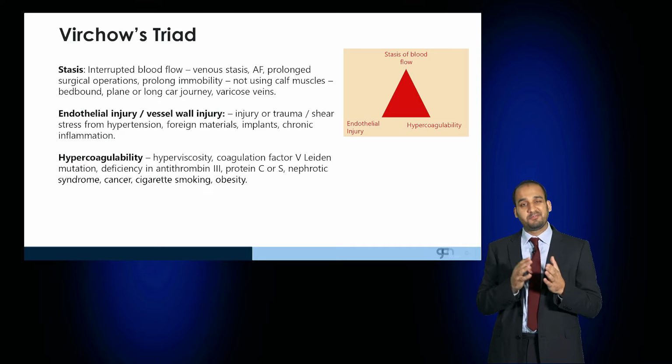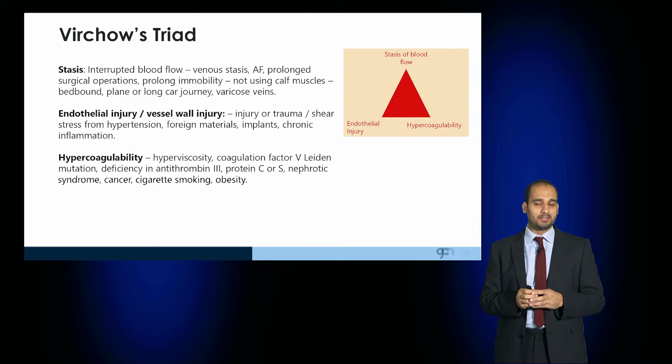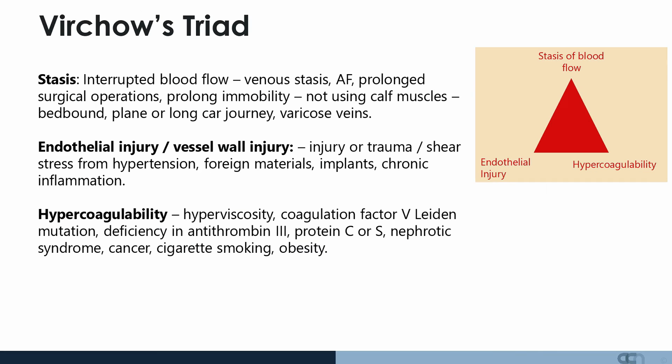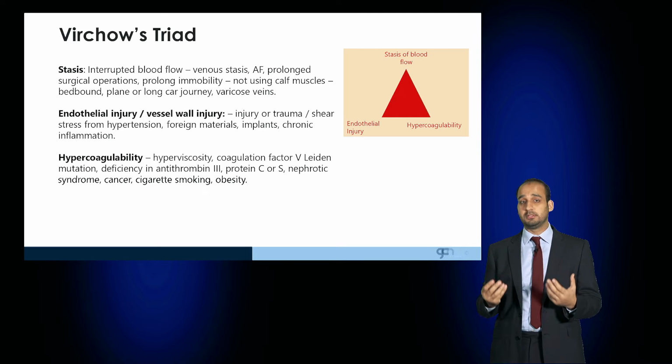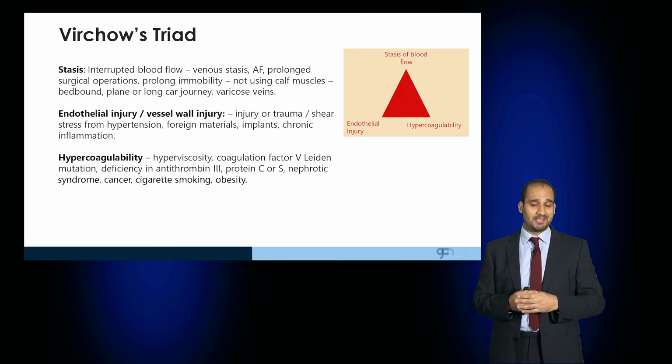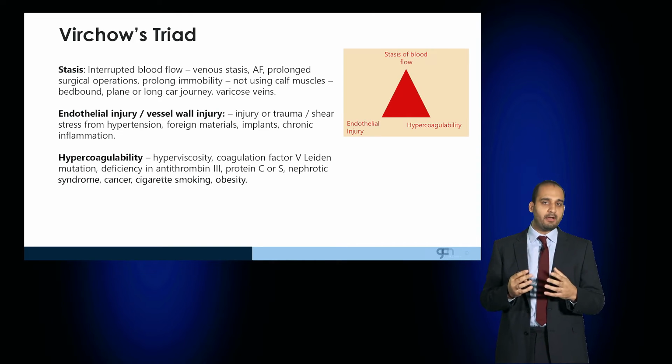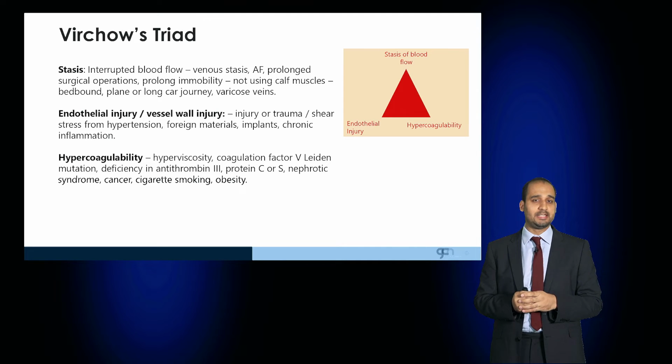Stasis is where blood flow itself is interrupted. Atrial fibrillation is a good example of where instead of the atria contracting, they're just fibrillating, which causes a relative degree of stasis. Prolonged surgical operations also lead to stasis, as does prolonged immobility. Patients who are bedbound, not using their calf muscles, or on a long journey also have static blood flow. Varicose veins also induce a degree of stasis.